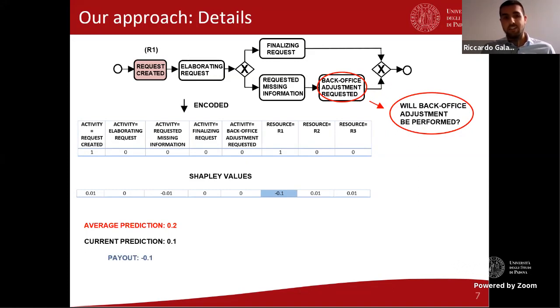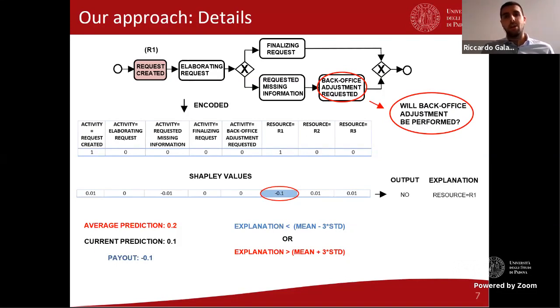And this difference, called the payout, is distributed among all the features; these are the Shapley values. Then we take only the explanations that are below the mean minus three standard deviations or above the mean plus three standard deviations. In this case, we take the explanation resource R1 performing this activity. So the output of the model is that a back office adjustment won't be performed, and the explanation is that this activity is performed by resource R1.